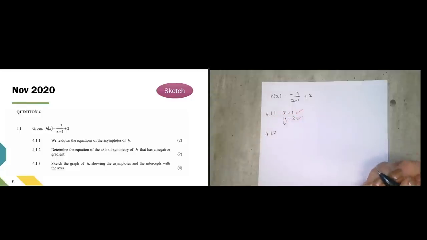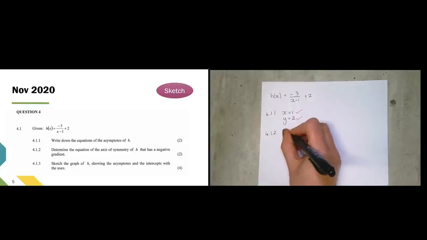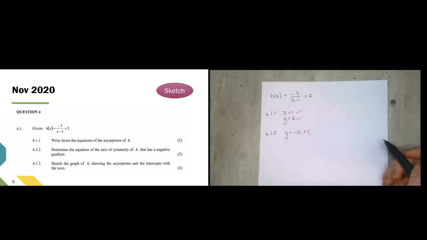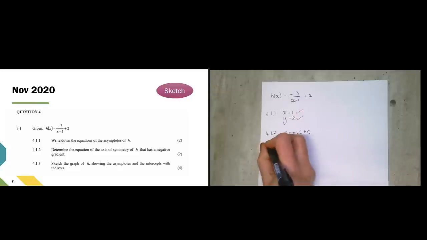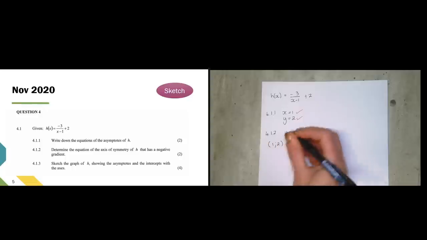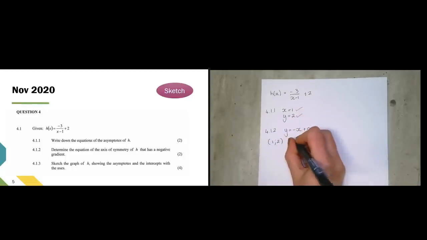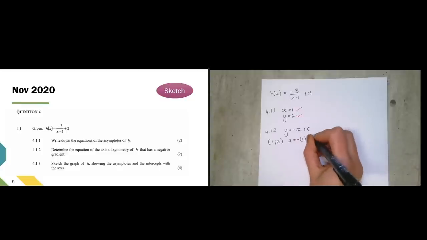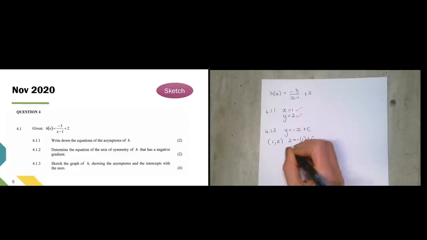4.1.2. Determine the equation of the axis of symmetry of h that has a negative gradient. Remember, we have two axes of symmetry for our hyperbola. They're asking for the one with gradient negative 1. So that's y equals negative x plus c. How do I determine the c value? I sub in the coordinate where the asymptotes cross. Where will the asymptotes cross? At 1, 2. So I'm going to substitute in that coordinate. 2 equals negative, substituting in 1 in x's place, negative 1 plus c. So c works out to be 3.